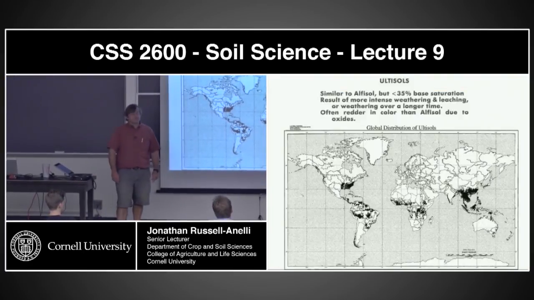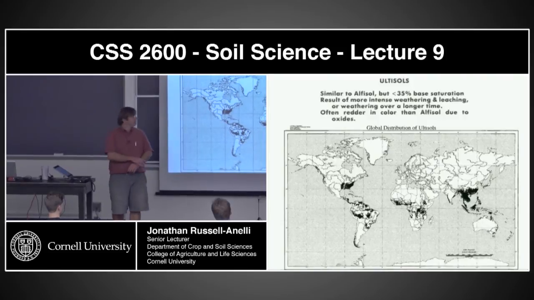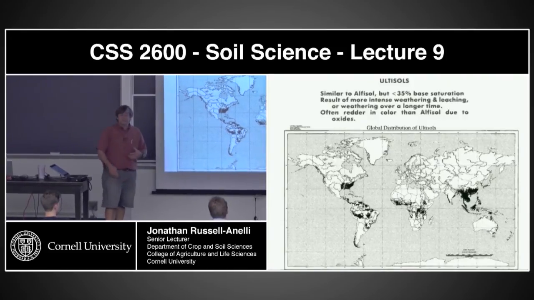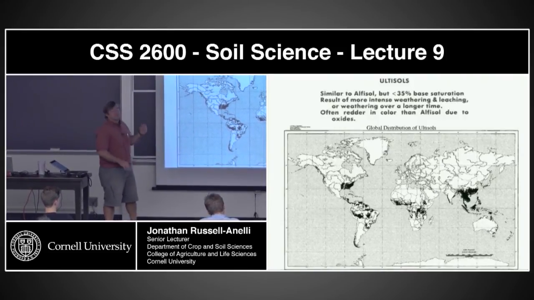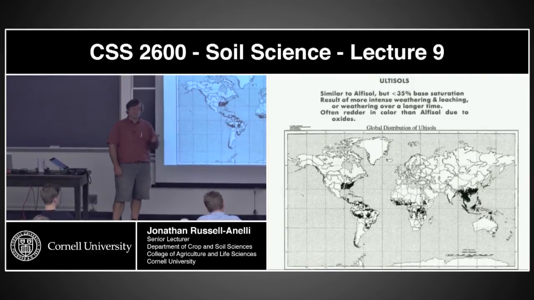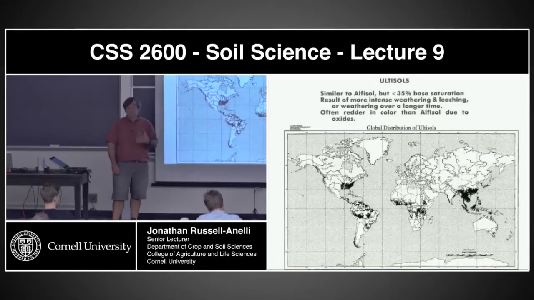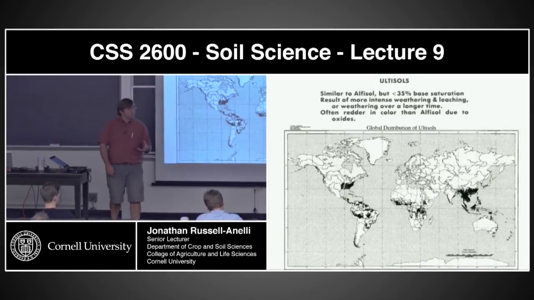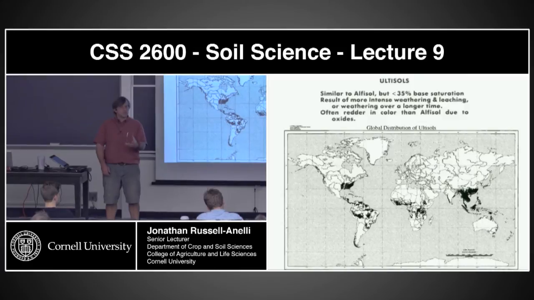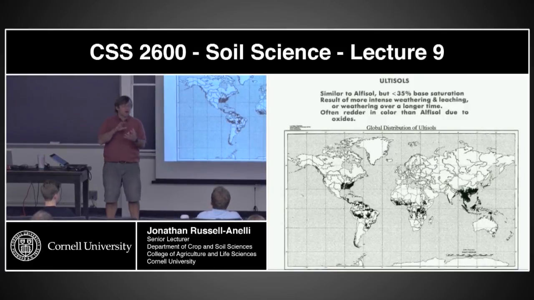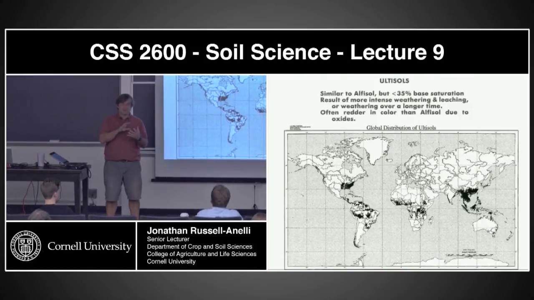The next one, ultisols. Okay, they're very similar to alfisols, which we haven't talked about yet, but the difference between these alfisols versus ultisols is that ultisols have low base saturation. Okay, base saturation, what does that mean? We already talked about this, but do you guys remember what base saturation is? Base saturation is the measure of bases or nutrients, elements that are being stored by the clays, by the soil's organic matter.